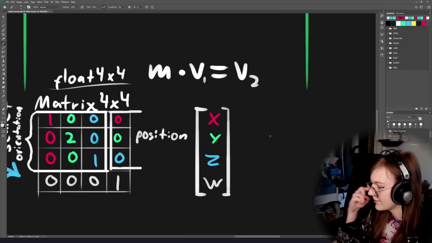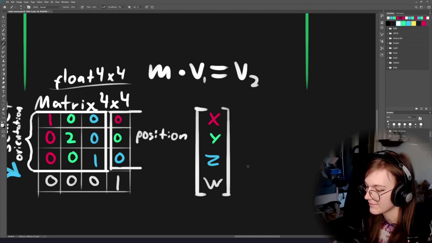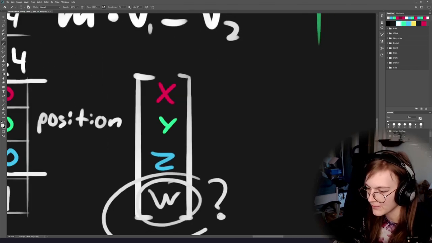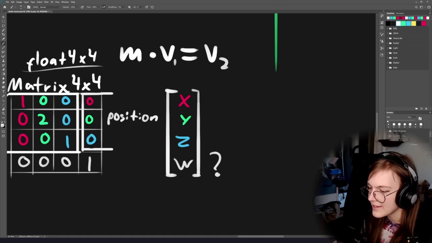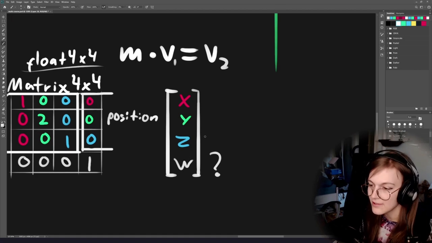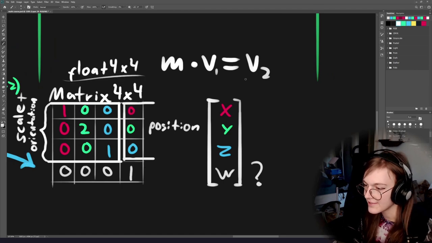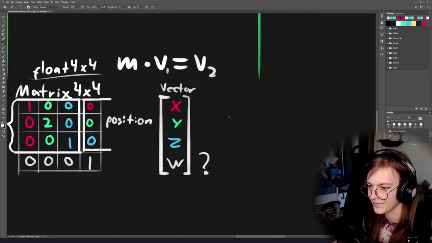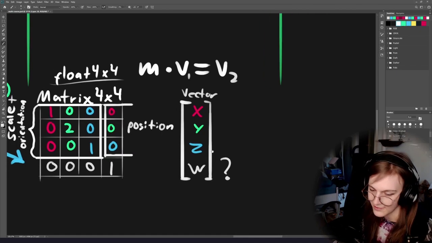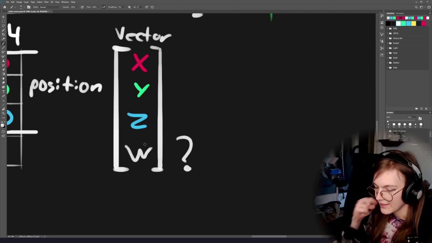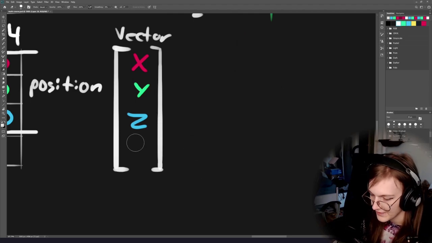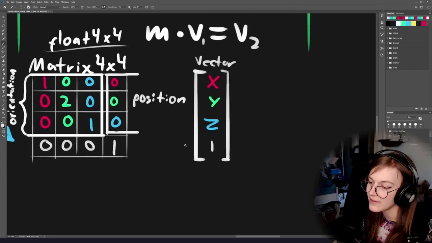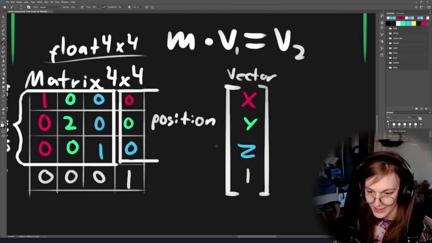Anyway, you might also be wondering, what is W? What is happening down here? My coordinates are X, Y, Z, and what does the W mean? Technically, if you want to do a raw matrix vector multiplication, then W is generally going to be either 0 or 1. And depending on if W is 0 or 1, you're going to get different types of transformations.